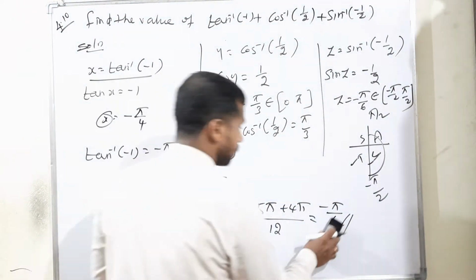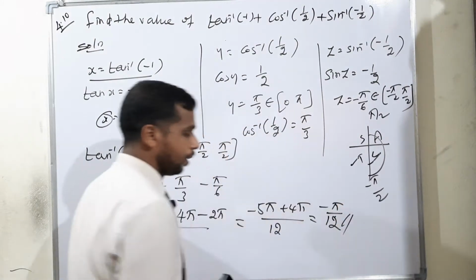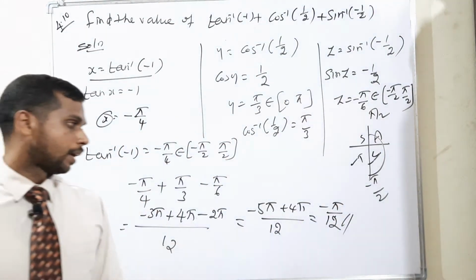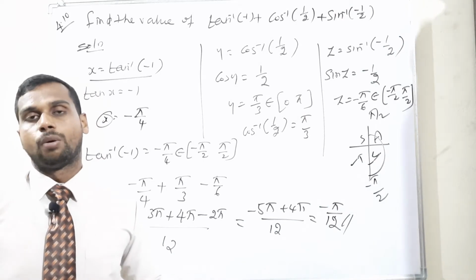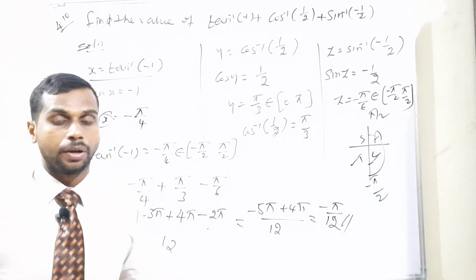Sorry my dear, this is negative pi by 12. Okay, so this is the answer for example 4.10. Okay, I will continue with one of the important questions, next example 4.11.